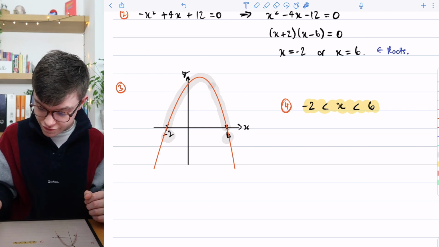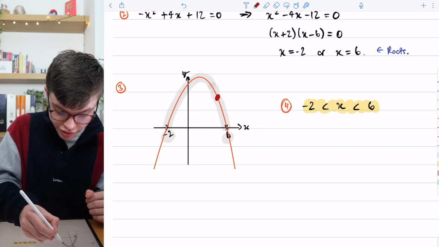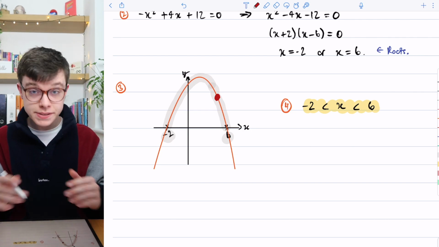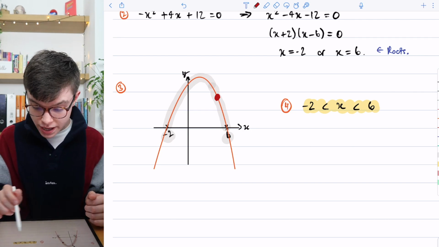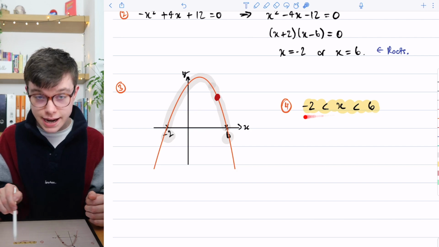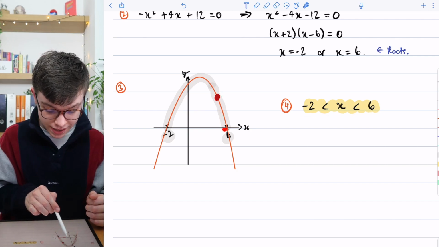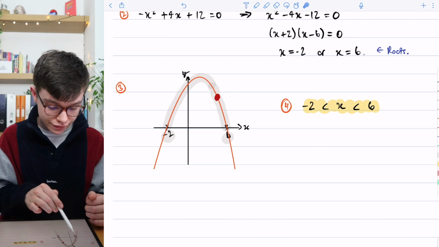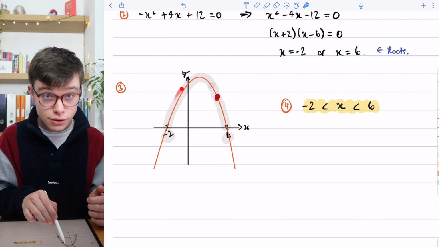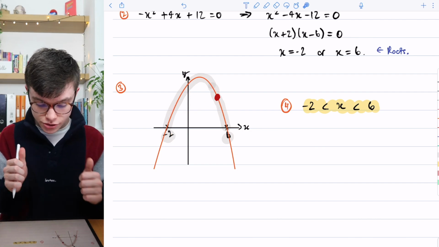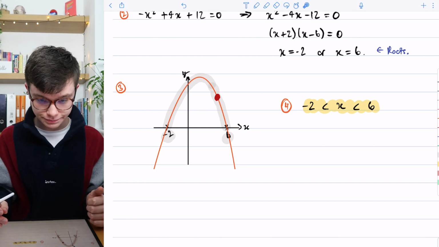And we can see that here. If I put a value there, I don't know what that value will be, but it's on our greyed part of the graph, it satisfies this inequality, because we can see it's less than 6 just by looking at the graph, and again by looking at the graph, it's greater than -2. So that is our answer.